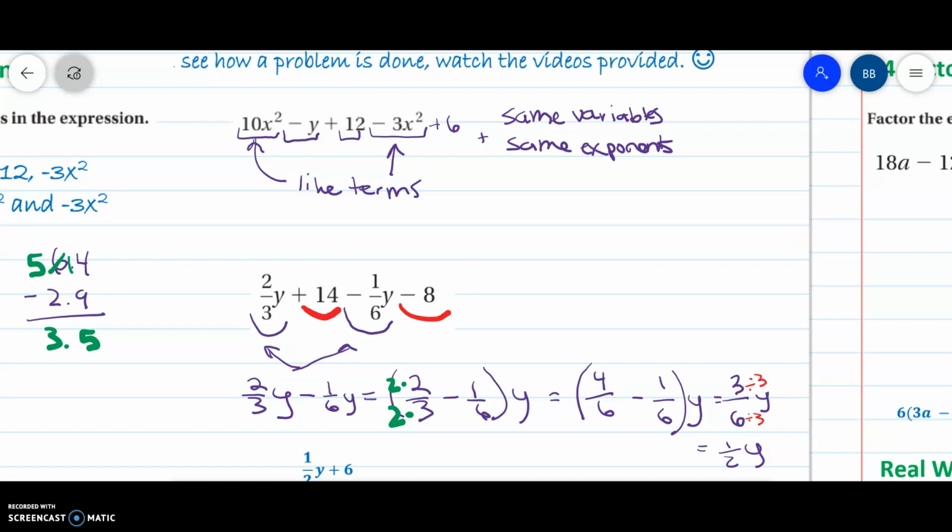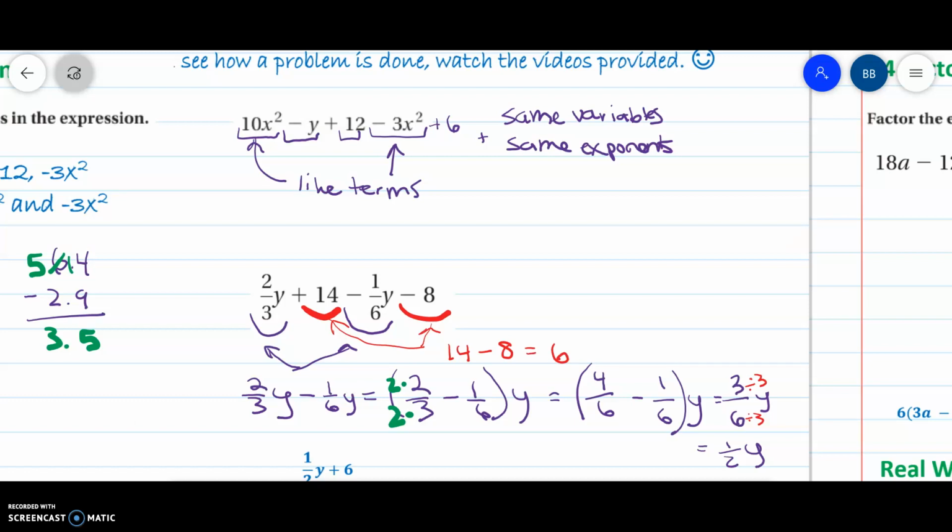Okay, but we're not done yet because we still have to look at our constant terms. Luckily, this is a little bit easier than what we just did. So this is just 14, and then this subtraction sign in front of the 8 stays with the 8, so 14 minus 8, which is a positive 6.